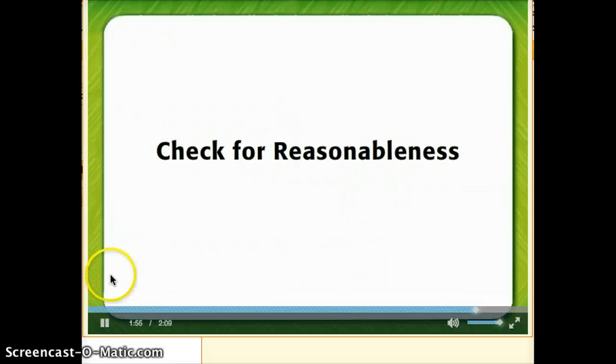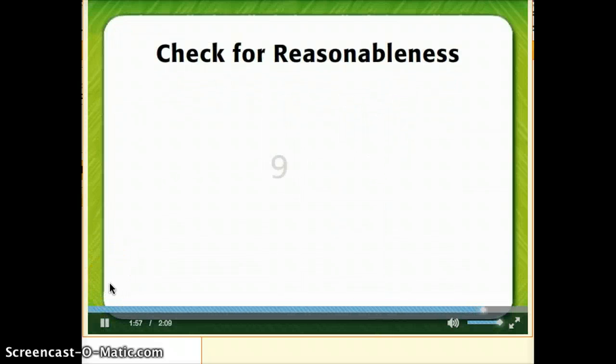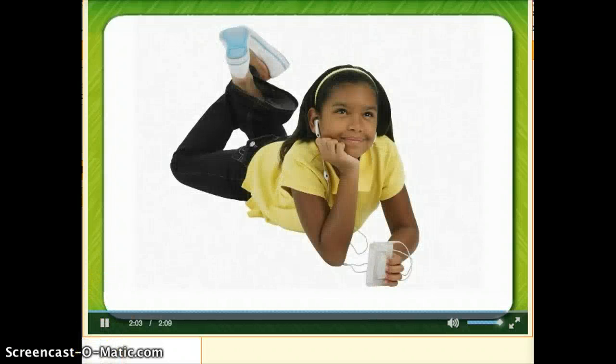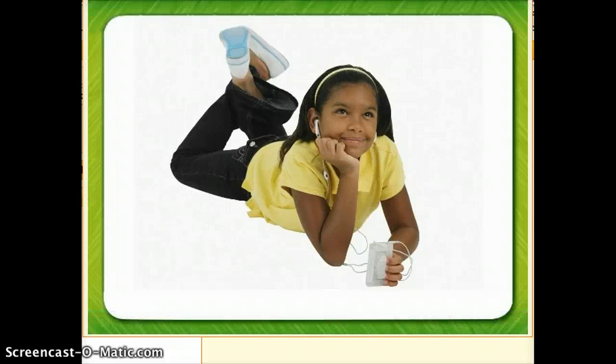Now let's check for reasonableness. Since 9 is close to the estimate 7, the answer is reasonable. So it will take 9 payments of $16 to pay for the MP3 player.